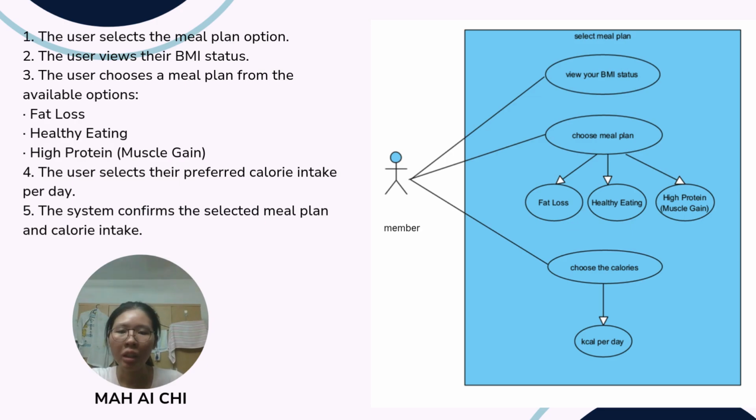Next, meal plan option. The user selects the meal plan option. The user views the BMI status. The user chooses a meal plan from the available options: fat loss, healthy eating, high protein, muscle gain. The user selects their preferred calorie intake per day. The system confirms the selected meal plan and calorie intake.